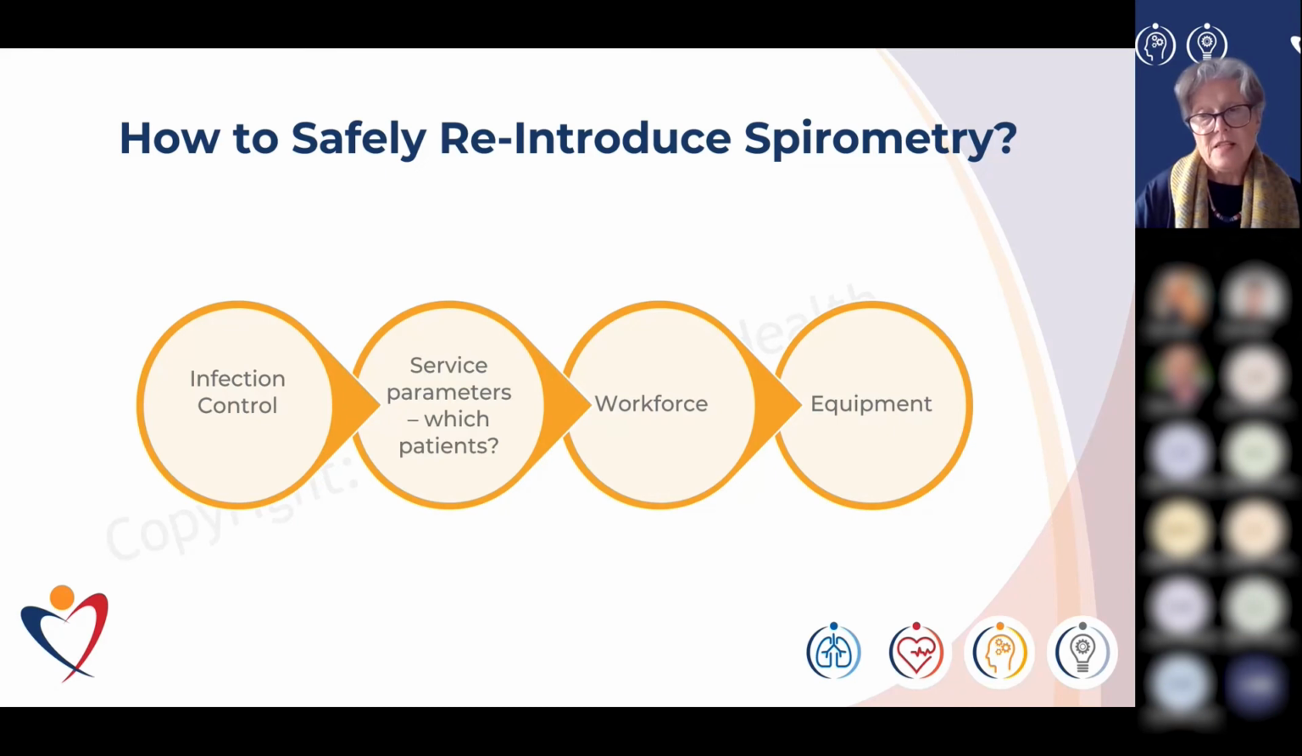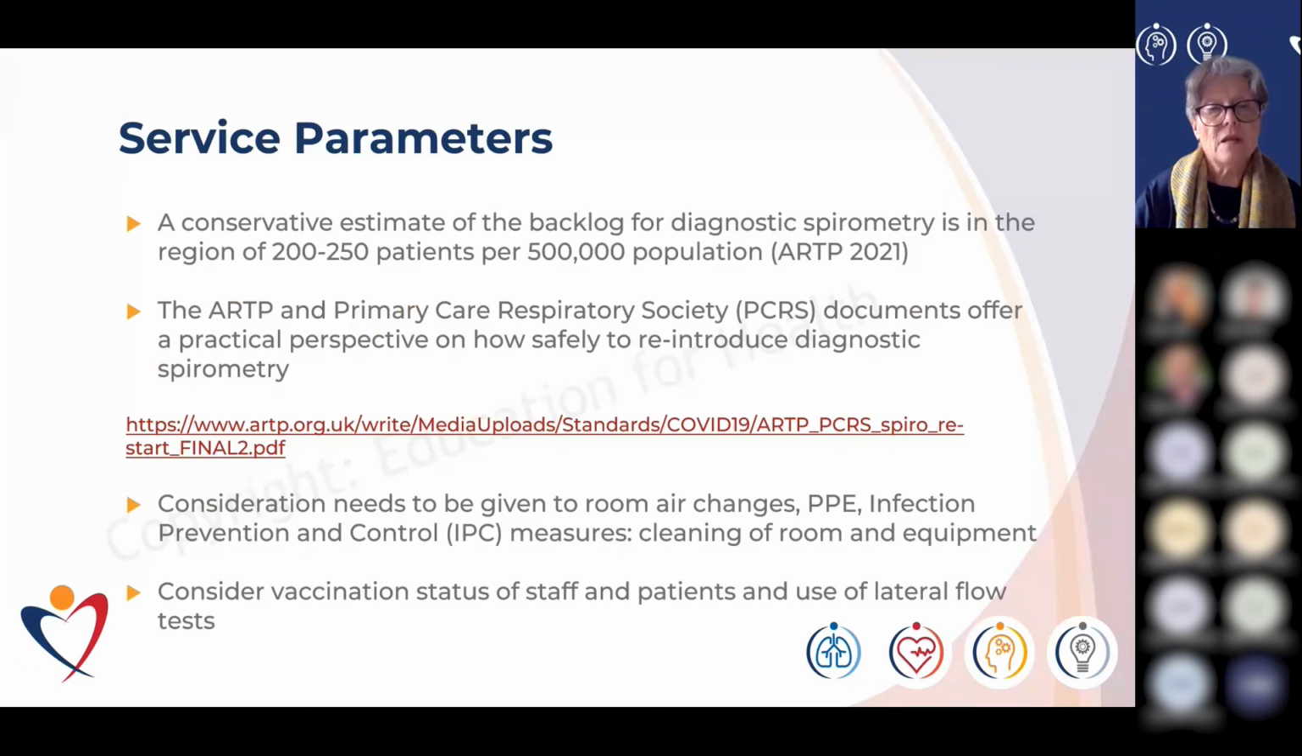There's a conservative estimate that we've got a lot of people waiting for spirometry, and so we need to reinstate it as soon as we possibly can. The conservative estimate of the backlog for diagnostic spirometry is in the region of 200 to 250 patients per 500,000 population. So we've got a huge backlog of patients that we need to prioritise.